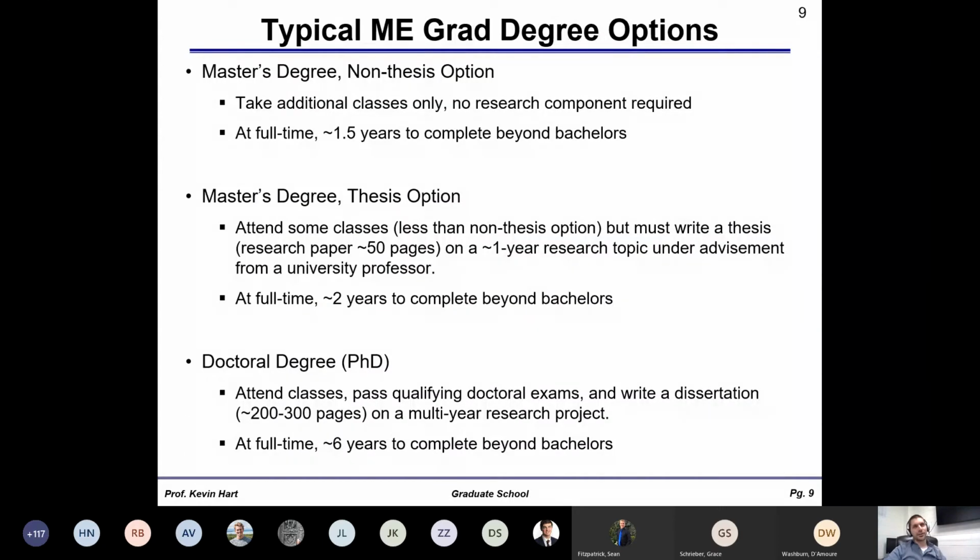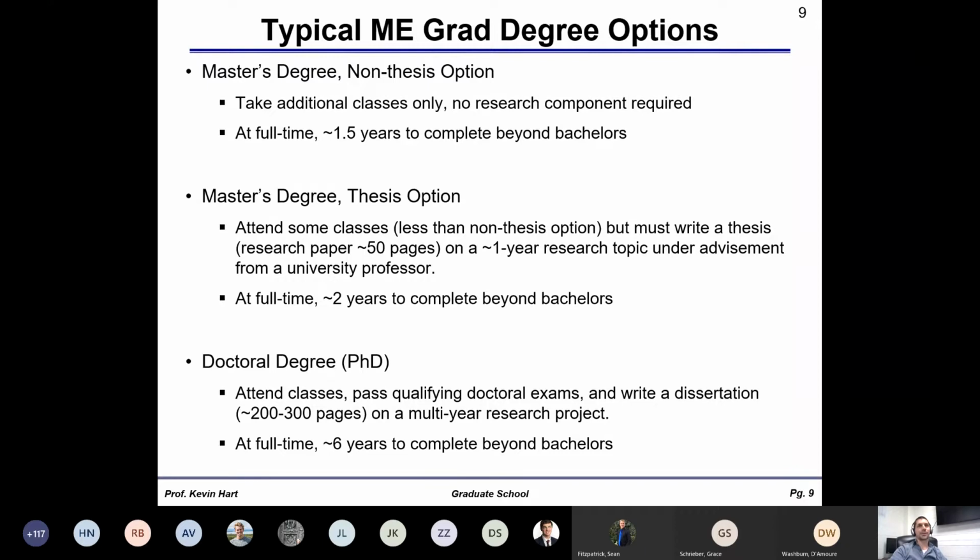Here are the typical options for a grad degree in ME, and I kind of put them into three sort of categories here. Master's degree, no thesis. This is like a glorified undergrad. You will go get a master's degree. You will probably pay for it. You'll take classes for about 2 years, and then you'll walk away and you'll have a master's degree. It's just like glorified undergrad, all right?